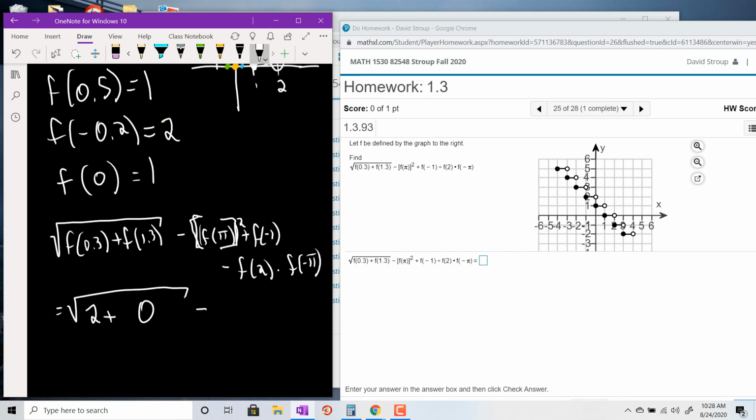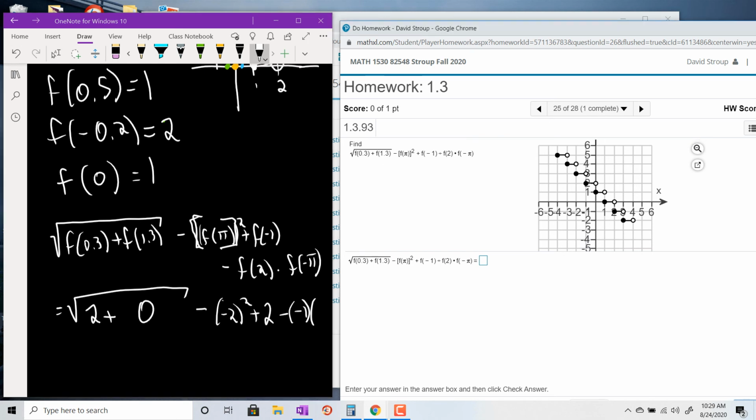Pi is about 3.14, right? So you go 1, 2, 3.14. So that'll go down to negative 2. And you're squaring it, negative 2 squared, plus f of negative 1 is 2, so there's a closed dot there at 2. F of 2 is going to be negative 1, so you go to the closed dot, so negative 1. And then f of negative pi, that's f of negative 3.14, it's about right here, so you go up to 5.